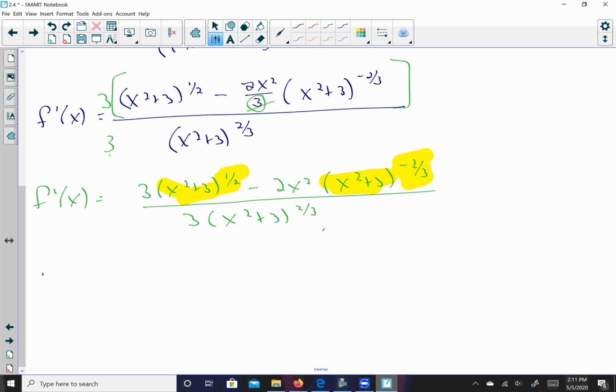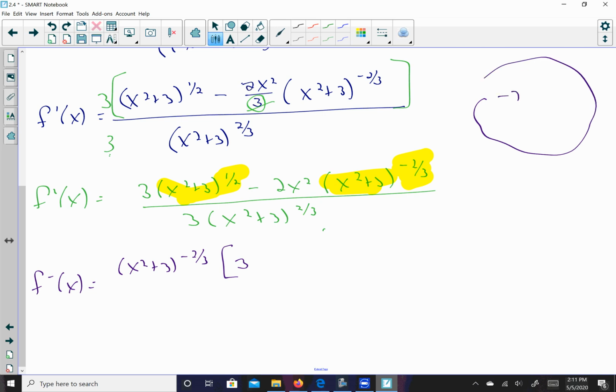So when I do that, I'm going to factor out x squared plus 3 to the negative 2/3 power. There's my bracket to remind me that I'm multiplying. This 3 will stay here. What do I have to multiply this by, raised to the negative 2/3 power, to get the same thing raised to the 1/2 power? So that's this over here.